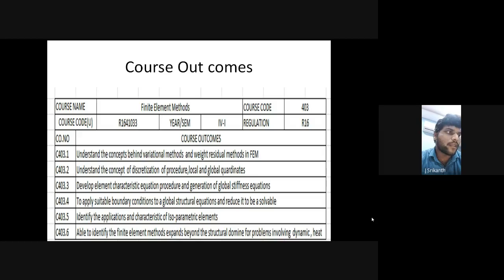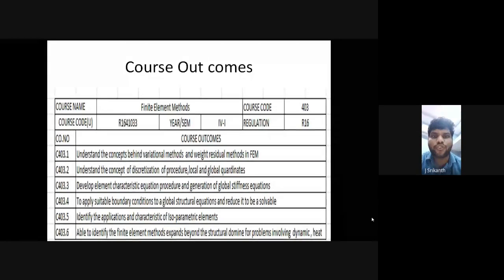The first course outcome is understanding the concept behind variational methods and weighted residual methods of finite element methods. It will include some differential equations. In this particular unit 1, it includes some differential equations. Already I'm discussing in the CFD lab, also we are discussing differential equations. In this first unit, it includes differential equations using weighted residual methods.